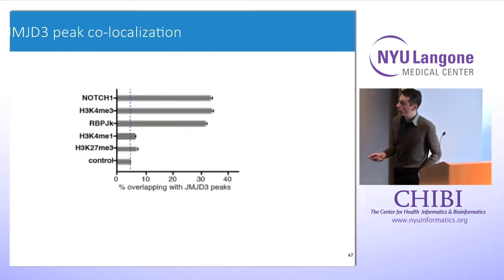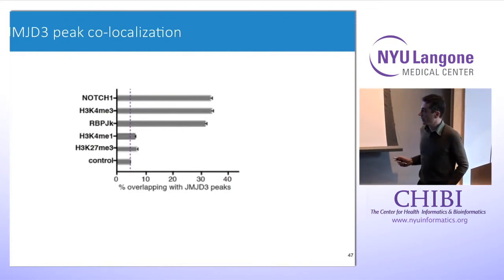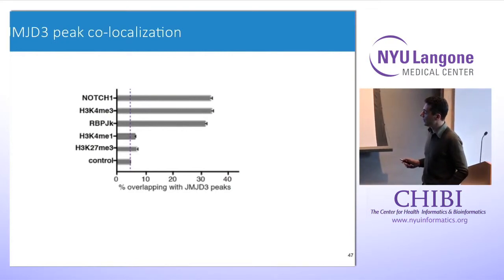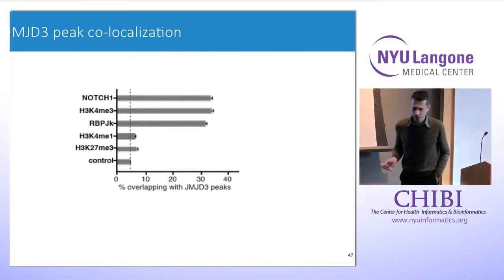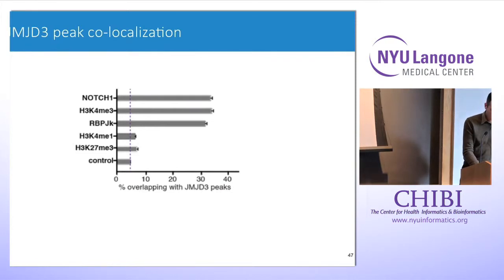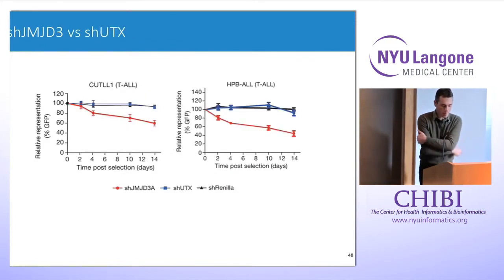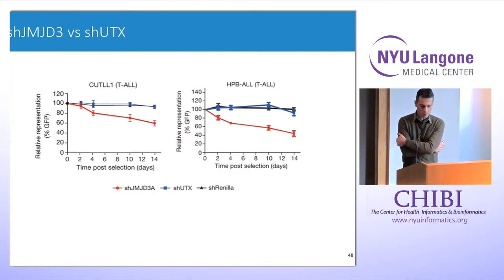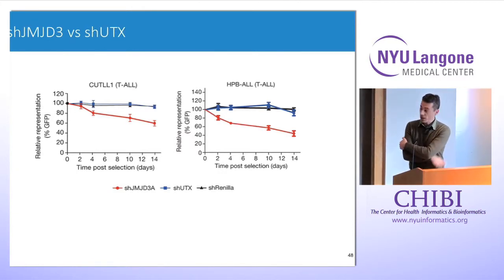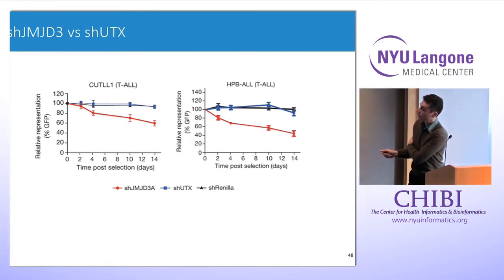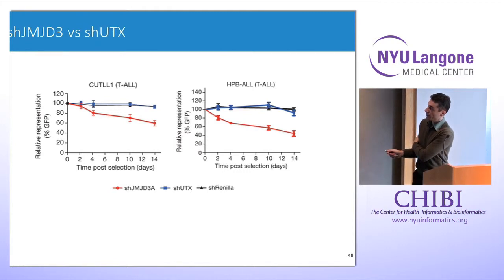Then we moved to do ChIP-seq of Jumanji in our T-ALL cell lines, and we found that Jumanji is co-localized with K27 trimethylation in leukemia. And Panos did knockdown experiments to show that when you knock down Jumanji, but not UTX, the cells die in two different cell lines.